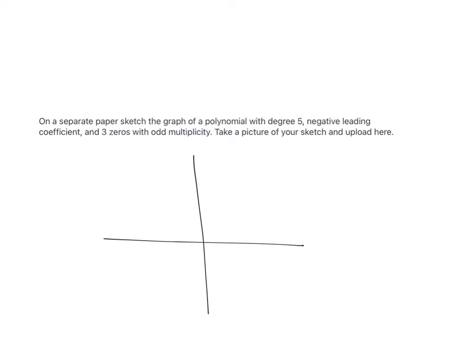All right, for this week's check-in, you're supposed to take a separate sheet of paper and sketch a graph. That's all you needed to do. You didn't have to write a polynomial or anything. All you needed to do was sketch the graph of a polynomial that would have degree 5 with a negative leading coefficient and 3 zeros with odd multiplicity.